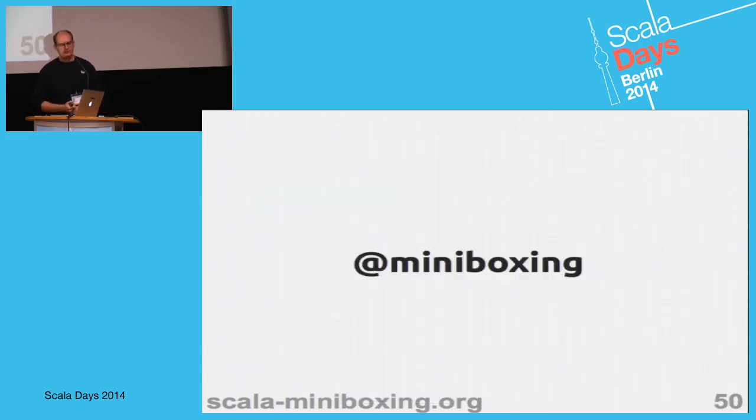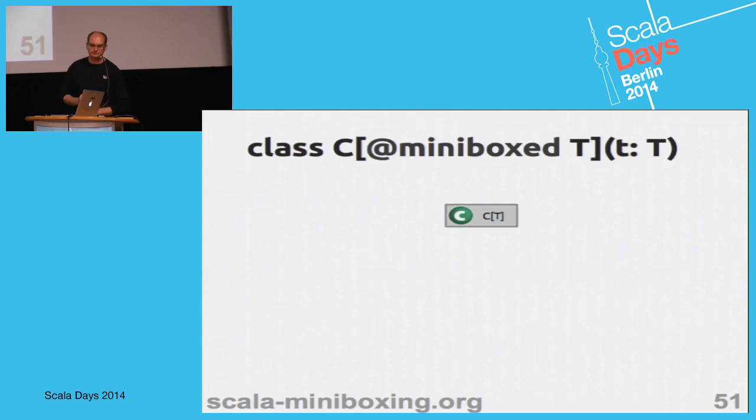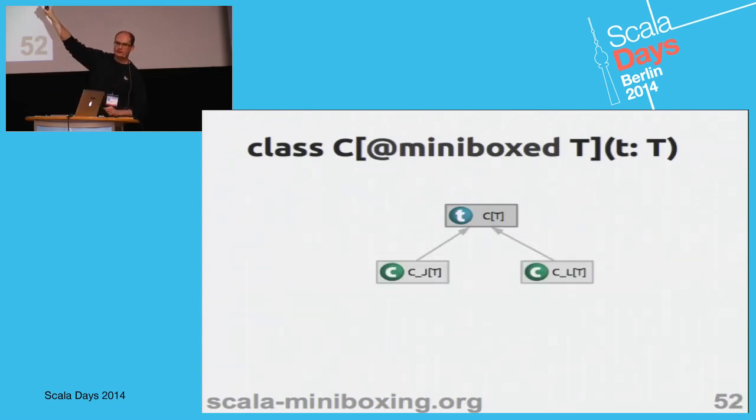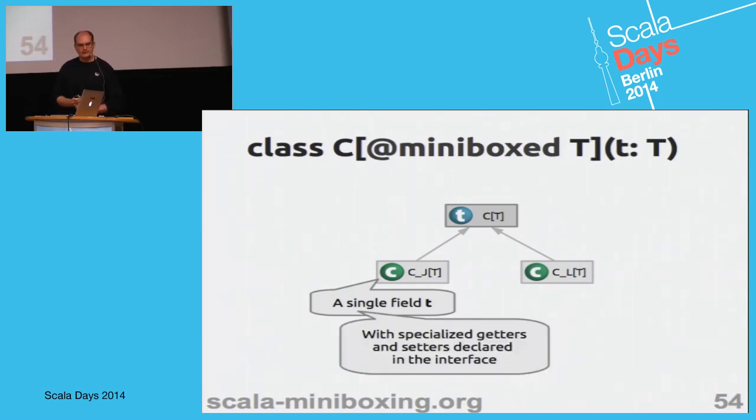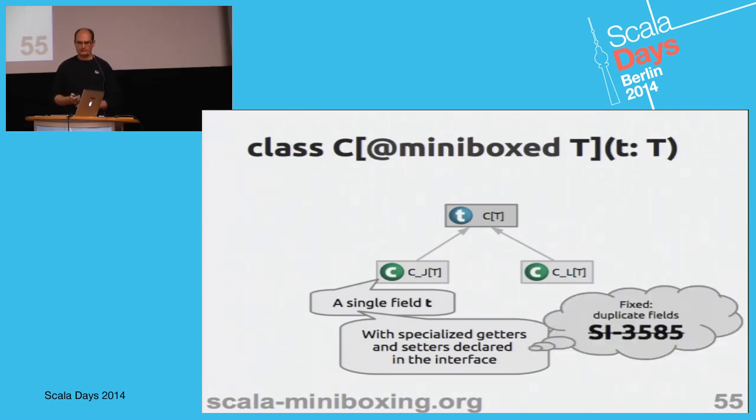Now let's see how Miniboxing does this. Well, first of all, again, we start with the class C, but look carefully at C. It actually transforms into an interface. So when we do this little change, actually we get a single field, T. And we get specialized getters and setters in the interface. This makes it much easier. Now we fixed the duplicate fields. What about the next problem?